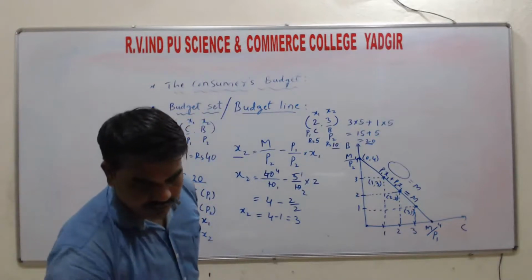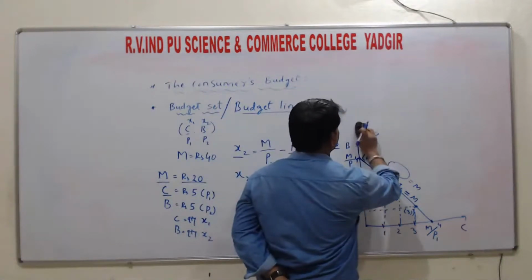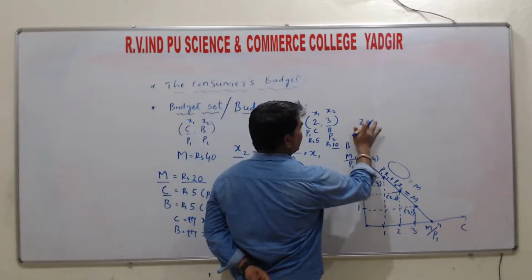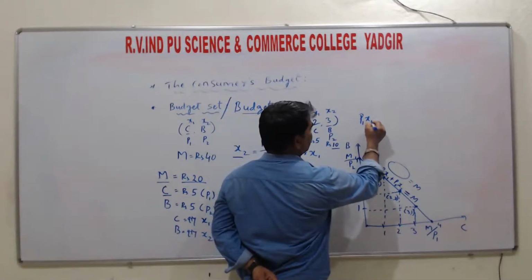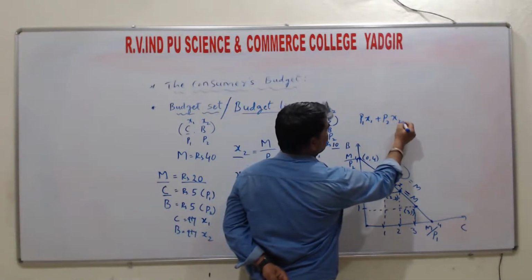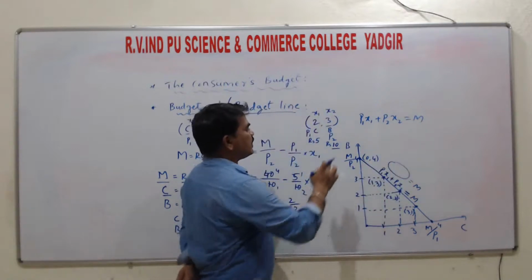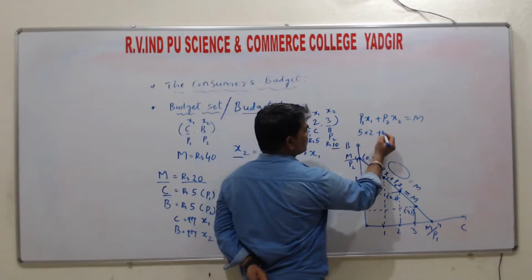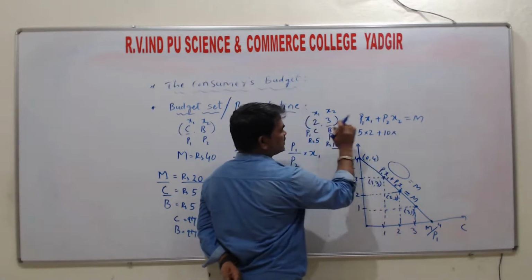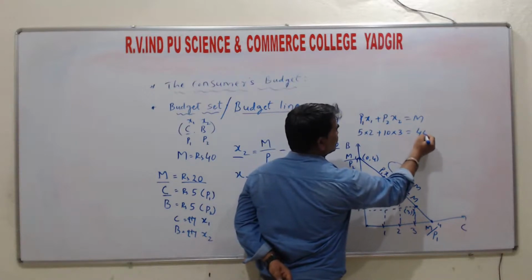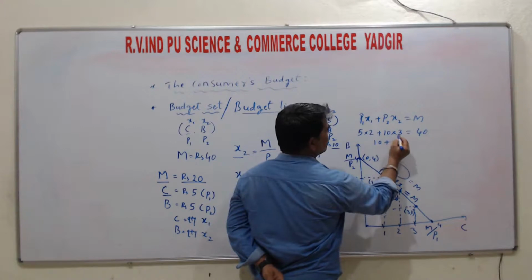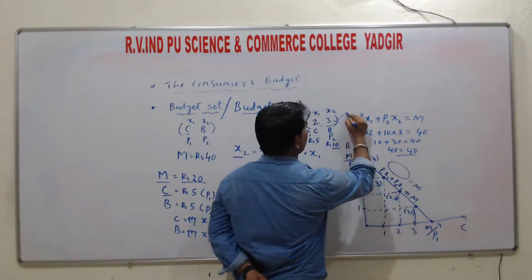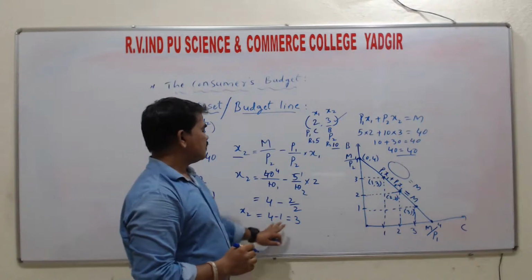Now we will check whether the result we got is true or not, whether it is correct or not. For the two goods, P1 x1 plus P2 x2 should be equal to M. P1 is 5, the price of the first good, into quantity 2, plus P2 is 10, the price of the second good, into the quantity we found, which is 3. Is it equal to 40? We need to check that. 5 twos are 10 plus 10 threes are 30, which is exactly equal to the income of the consumer. So whatever quantity we got is correct.